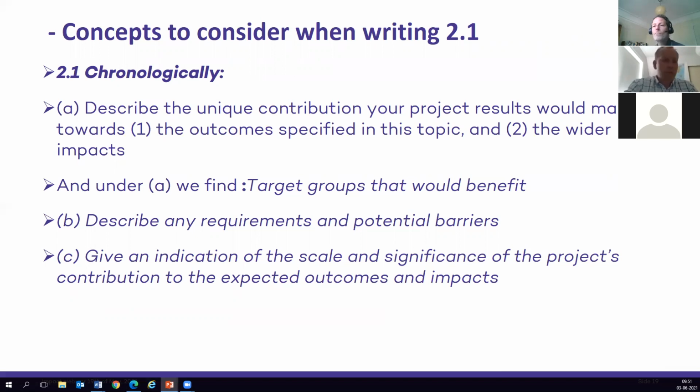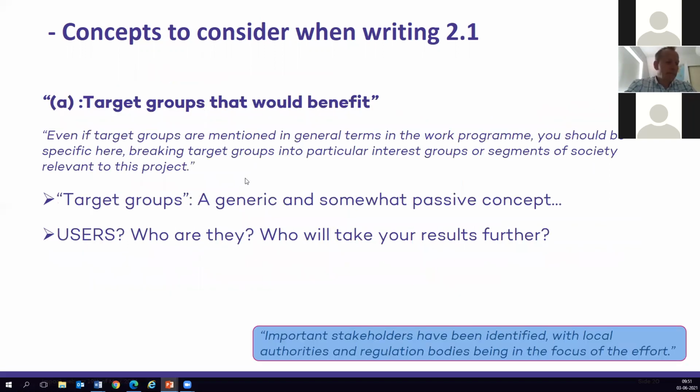I think we have covered what we could call the objectives, the outcomes, and the impacts, but we also want to dive a little bit further into some more of the concepts, and those are under A, target groups that would benefit, the requirements, the potential barriers, and also the scale and significance of contribution. Next slide, please. What does the template say about target groups?